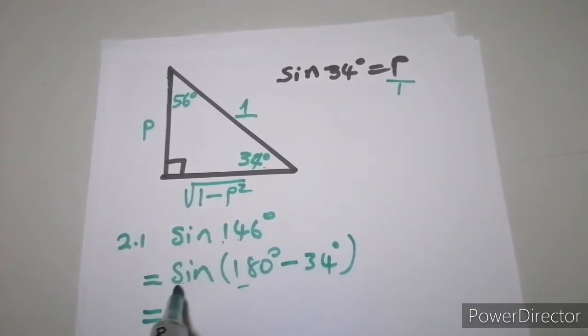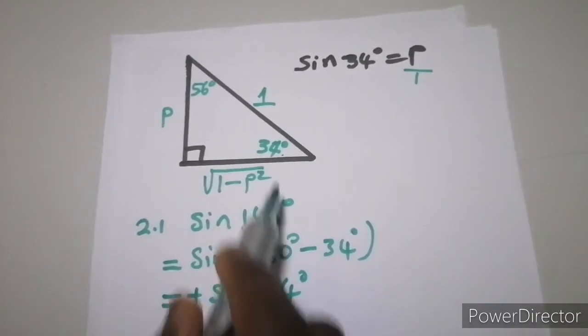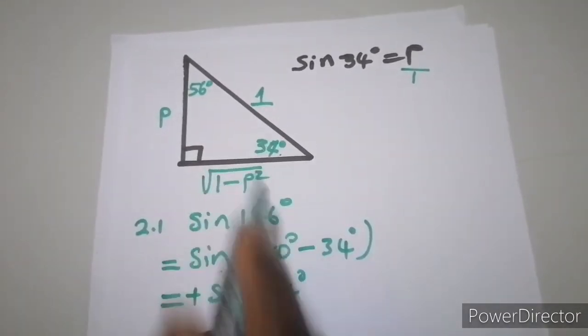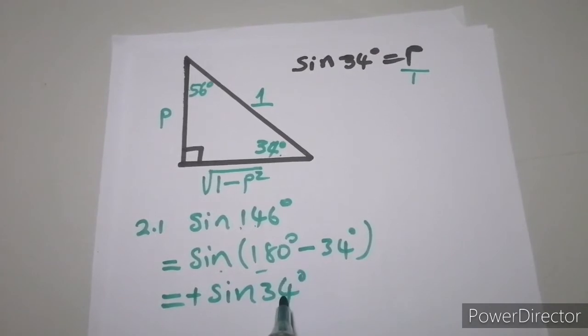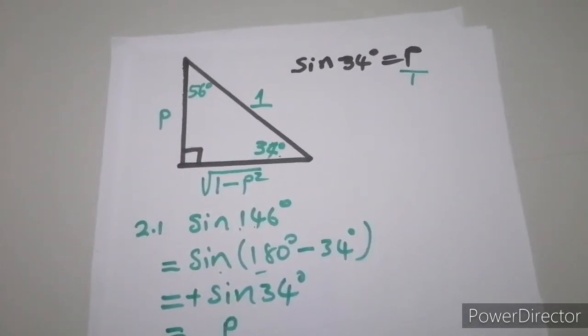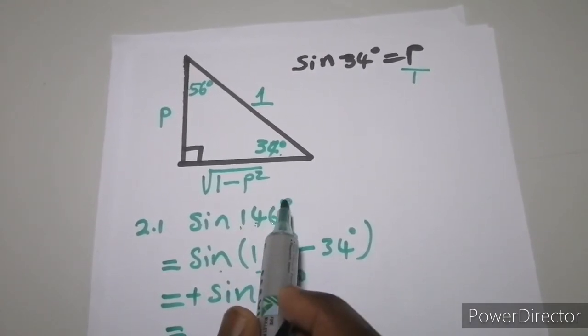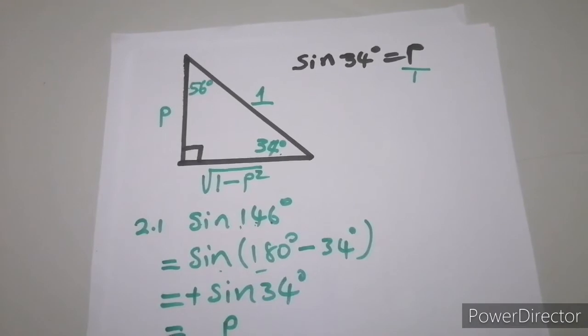Right, now by reduction formula, in which quadrant is 180 minus 34? It is in the second quadrant. Now, is this function positive or negative? It is positive, the sine of the acute angle. Now, in that triangle, we have 34. Now we can find the sine of 34. The sine of 34 is opposite divided by hypotenuse, which is P. The answer is P. So it means the sine of 146 degrees is equal to P.